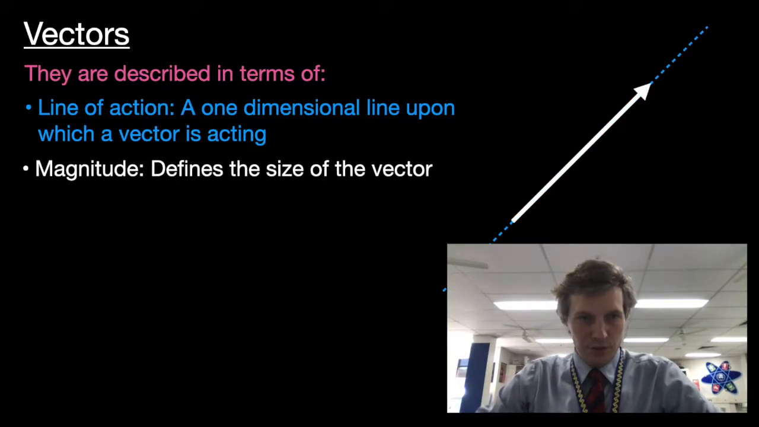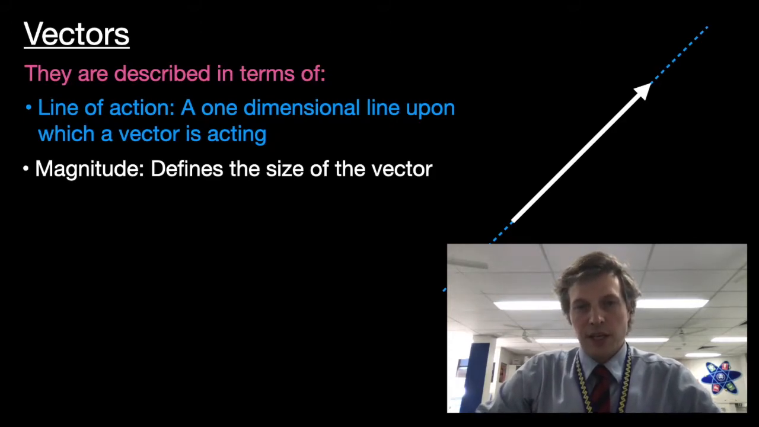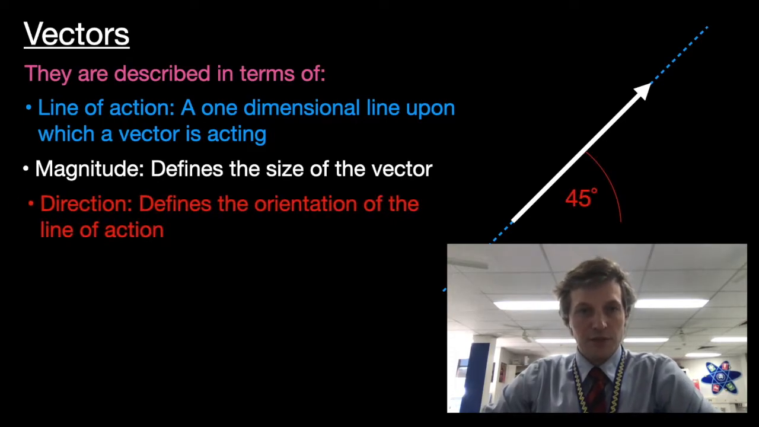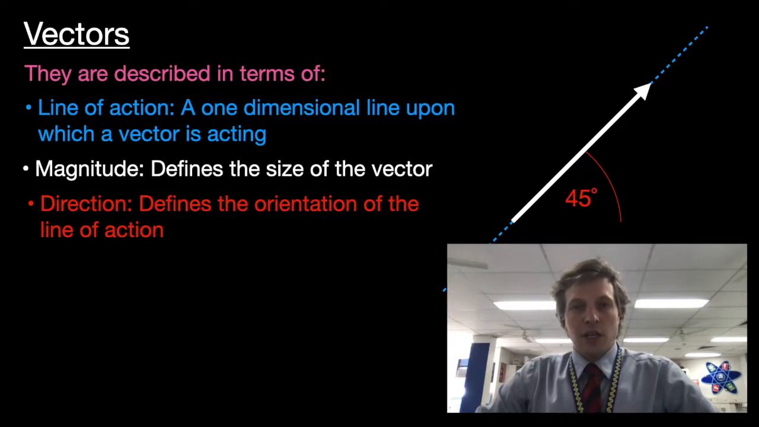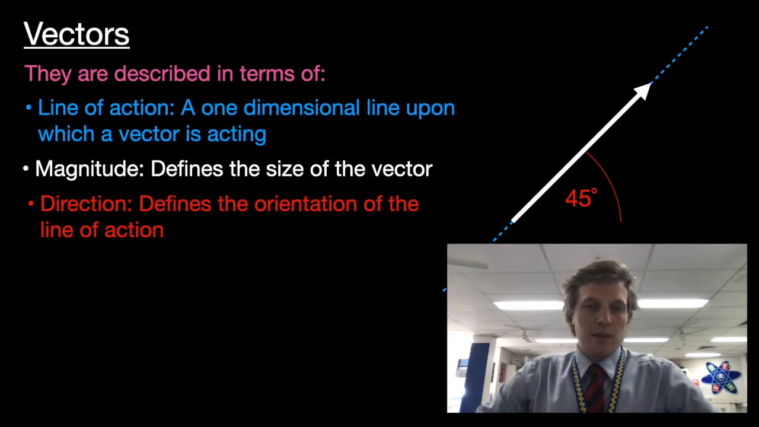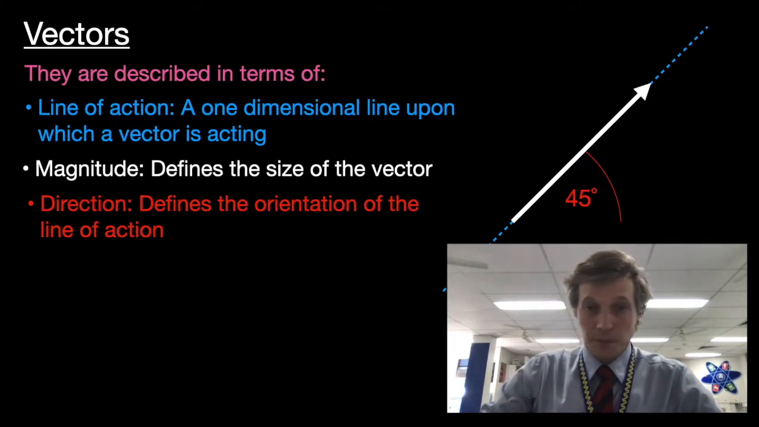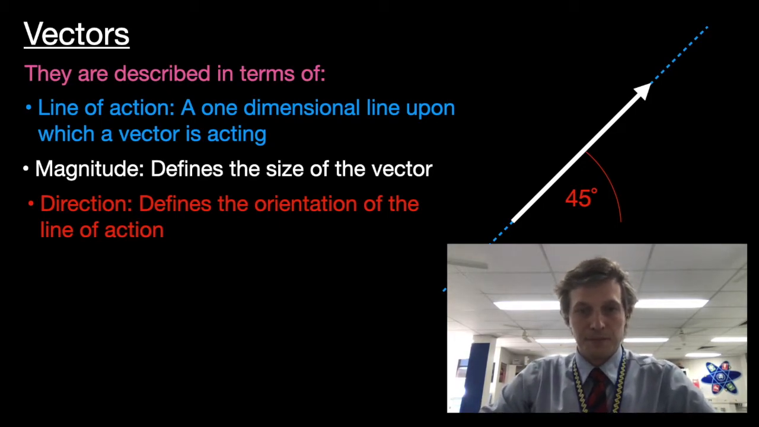We're just talking about a line in which this vector is going to act. It needs a magnitude. Now the magnitude is what defines the size of this vector, and it's usually represented by the length of the arrow, but it can also be labelled. The direction defines the orientation of the line of action. Now, in most physics scenarios, you can calculate this direction, or it is given to you. In engineering, quite frequently you have to measure this angle with a protractor.